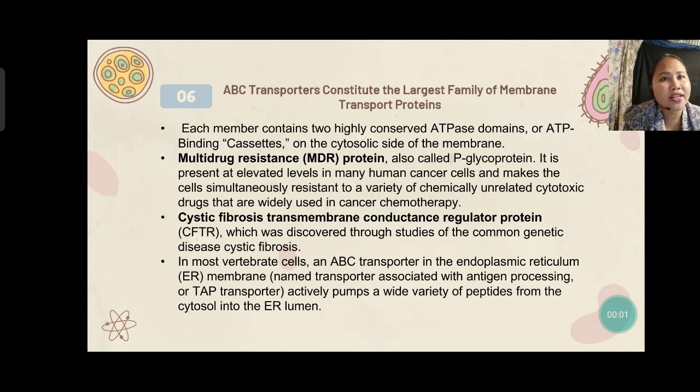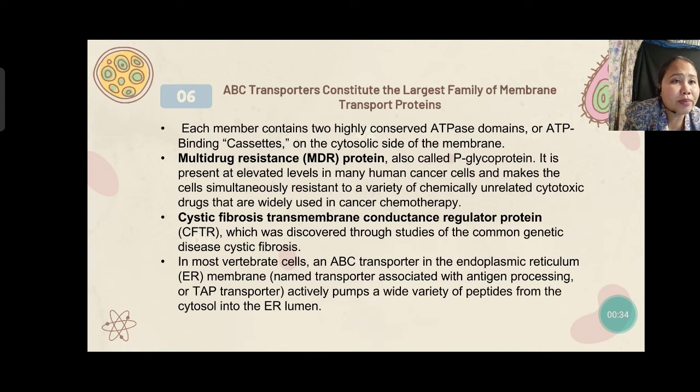For number 6, the ABC transporters constitute the largest family of membrane transport proteins. They are called ABC transporters because each member contains 2 highly conserved ATPase domains, or ATP binding cassettes, on the cytosolic side of the membrane. There are a family of membrane transport proteins, and one of these is the multi-drug resistance or MDR protein.